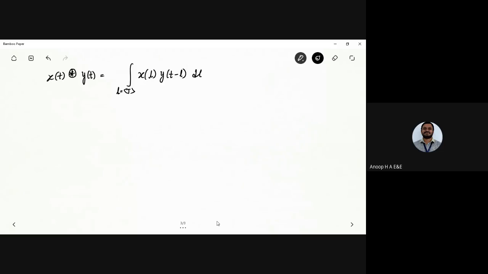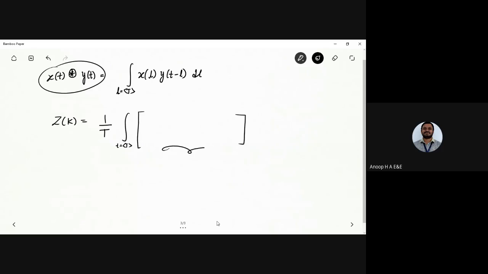Now I'm going to substitute this equation back into the z of k equation. What I'm going to write would be equal to 1 divided by T integral, where T is the time period, of the convolution part, multiplied by e power minus j k omega naught t dt. So here I refer to this equation: with L equals T, x of L, y of t minus L dL.